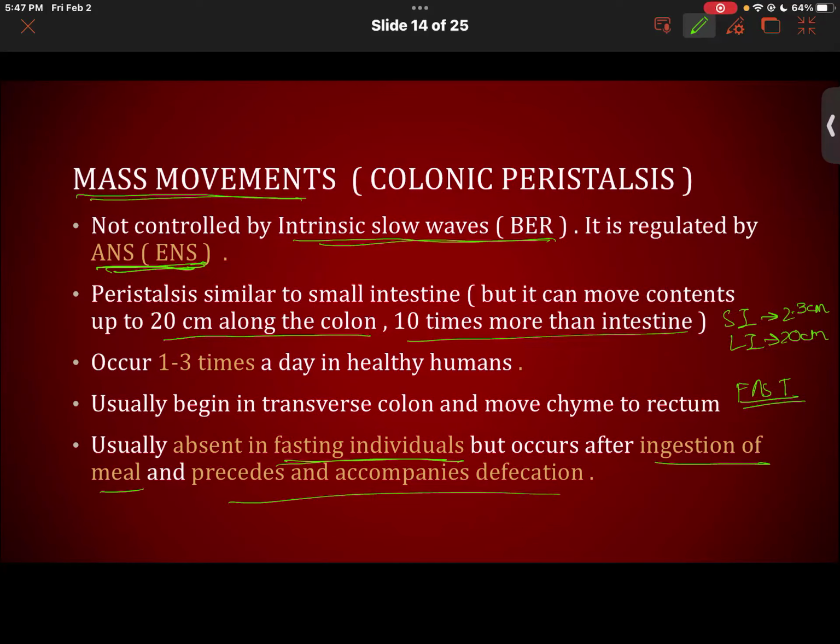And the reason for this, obviously, is that during the ingestion of a meal, it can move the previous meal, the one before this one, away from the colon to accommodate the new meal. During defecation, it's so that all of the feces present in the colon are emptied out, right? But while you're fasting, it doesn't happen.